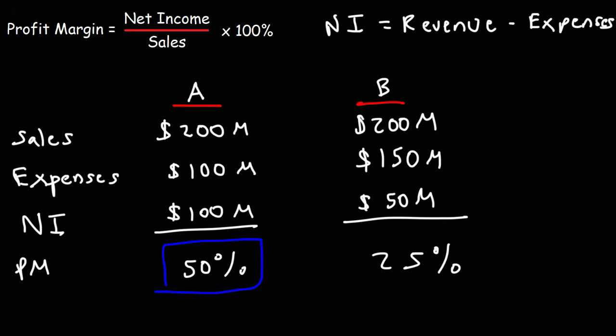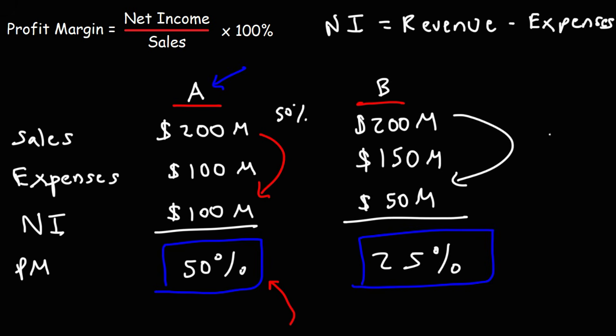So looking at these two companies, which one is more efficient? Clearly, it's going to be company A. Even though the sales of company A and B are the same, company A has a higher net income and therefore a higher profit margin. 50% of the sales was converted to earnings, whereas in company B, 25% of the sales was converted to earnings. And so the profit margin tells you how efficient a company is in converting sales into earnings or net income.